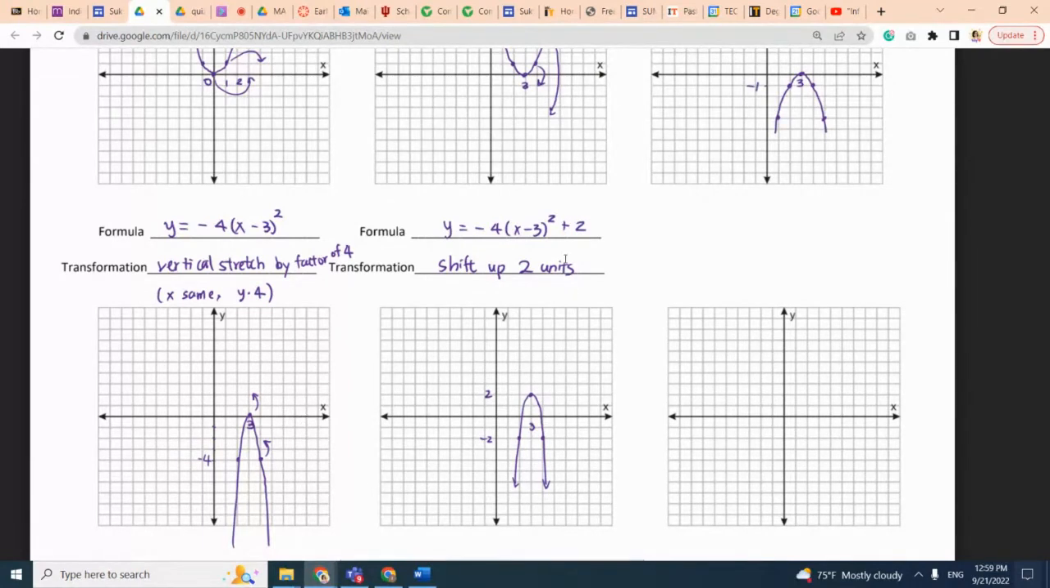And then the last one, add 2. So we shift up 2 units. Okay, we shift up 2 units. This is the transformation. Any questions about the solution? All good. Now let's look at mistakes.